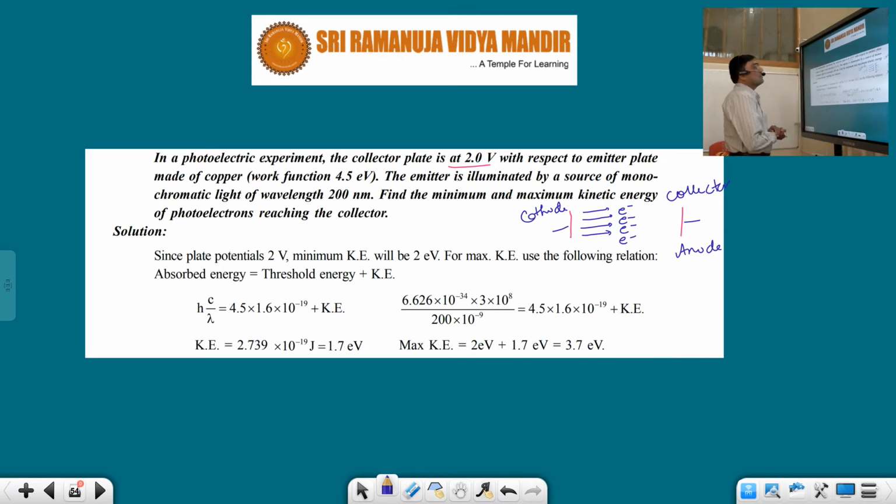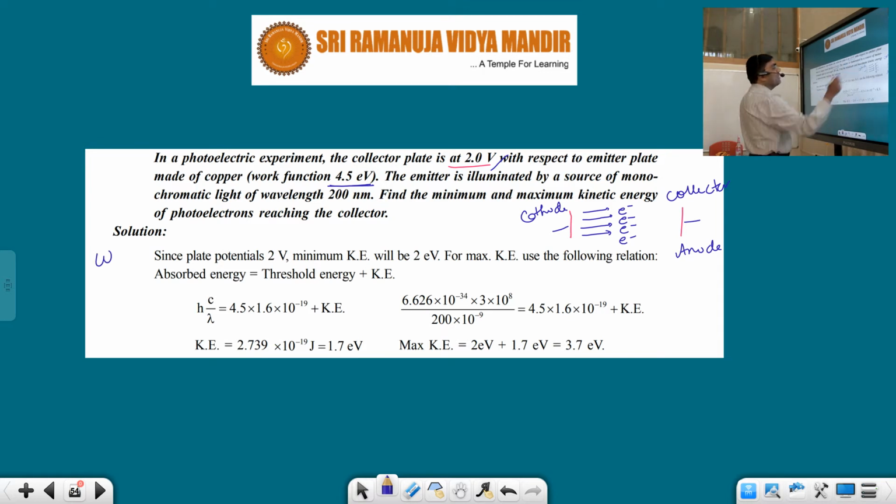Now, collector plate means what? These 2 volts, that is 2 electron volts, is nothing but the stopping potential. So, here what is the work function given? 4.5 electron volts. Very good. So, W is given.